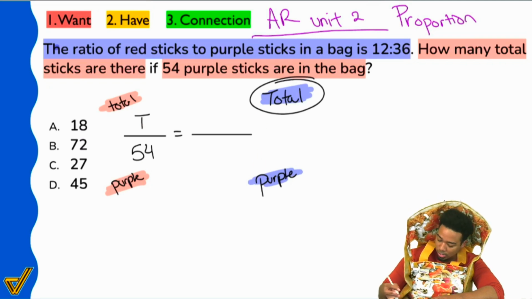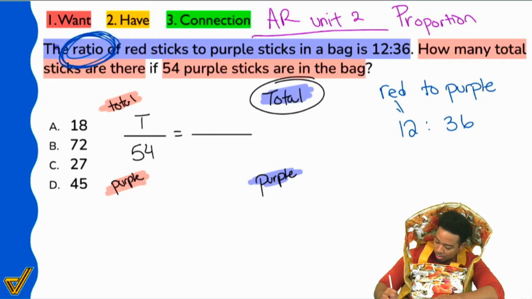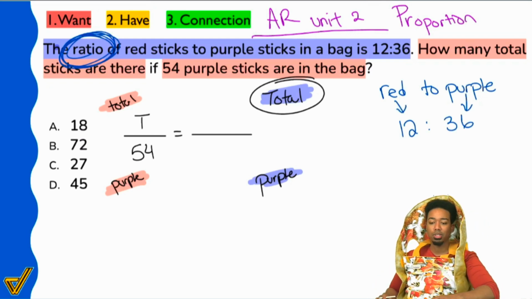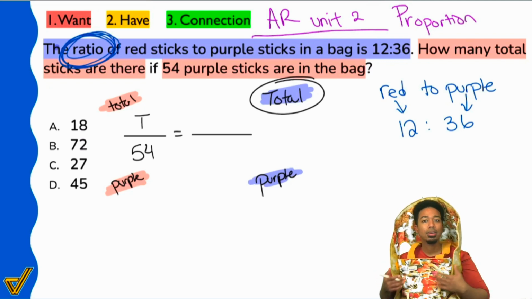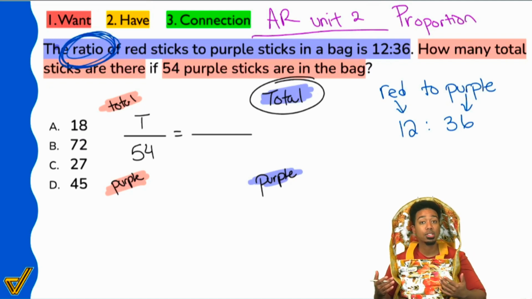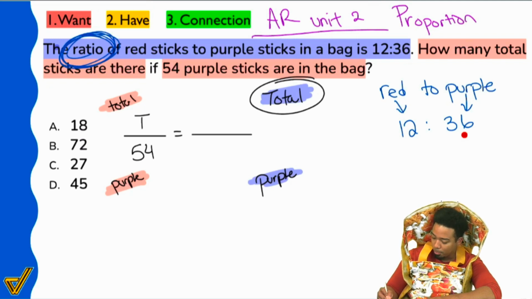So when we read this and it says the ratio of red to purple, the ratio of red to purple is 12 to 36. That means that red is 12, purple is 36. My party people, the order matters. Does that make sense there for everybody? Again, red to purple, saying 12 to 36. That means red is corresponding to 12, and then purple corresponds to 36. Cool. So with that said, we're good. We'll plug things in. So we see here that purple 36 sounds great. We'll plug that in right there.